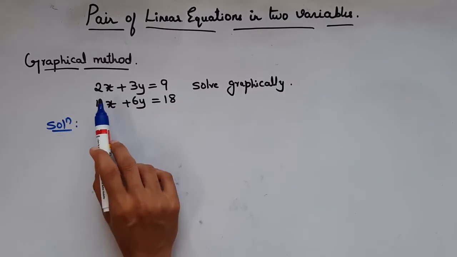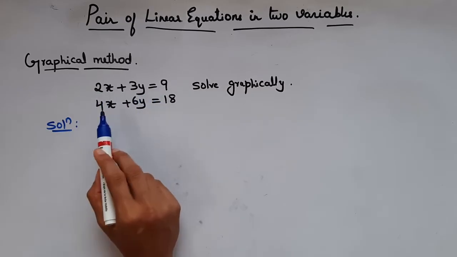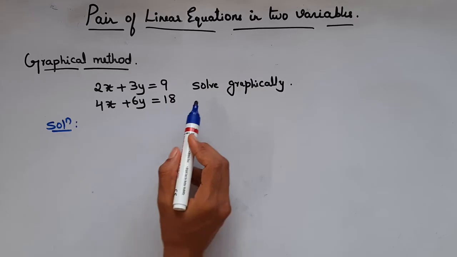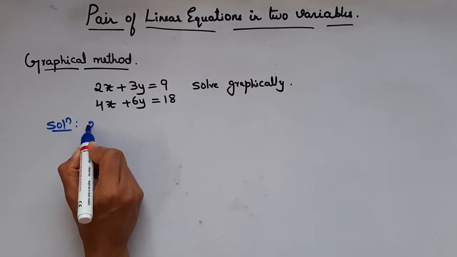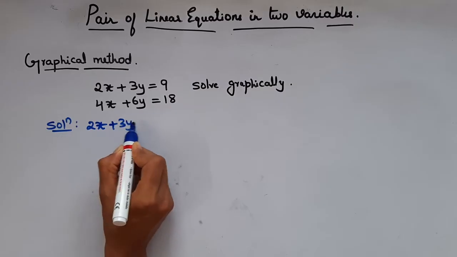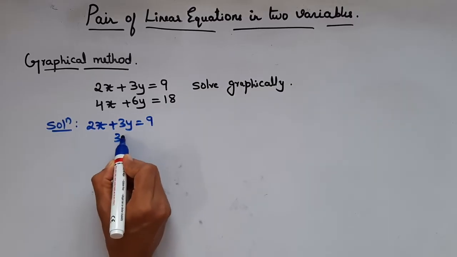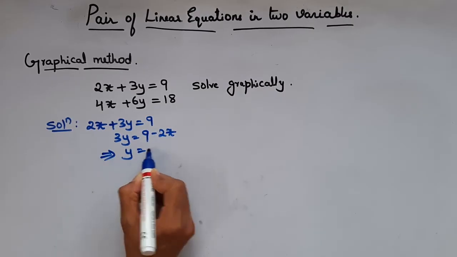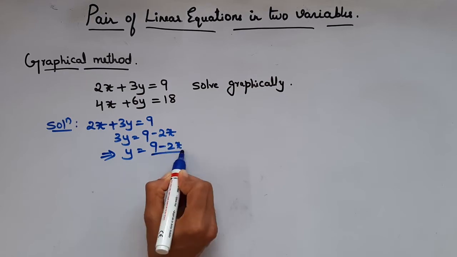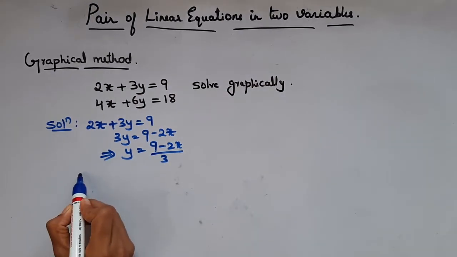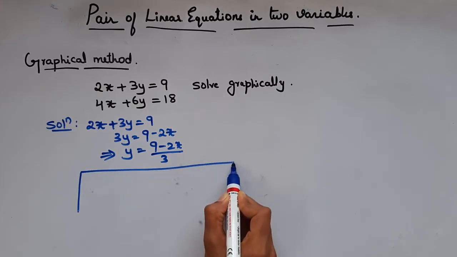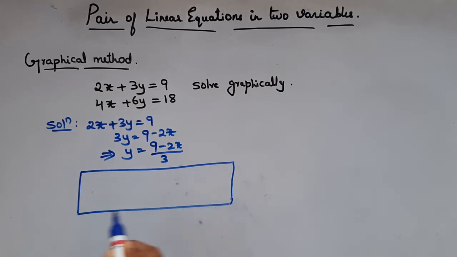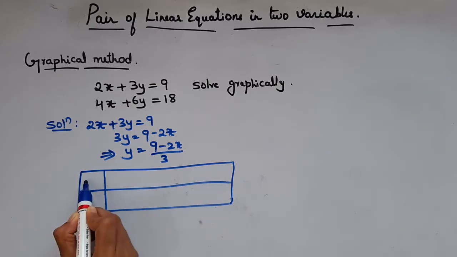Now let's see these equations. We have 2x plus 3y equal to 9 and 4x plus 6y equal to 18. Solve graphically. First let's write this equation. We have 2x plus 3y is equal to 9. Here 3y is equal to 9 minus 2x, right? Which implies y is equal to (9 minus 2x) by 3, right? So now you have to put different values for x and see what your y value will be. So we have x here and y is equal to (9 minus 2x) by 3, right?